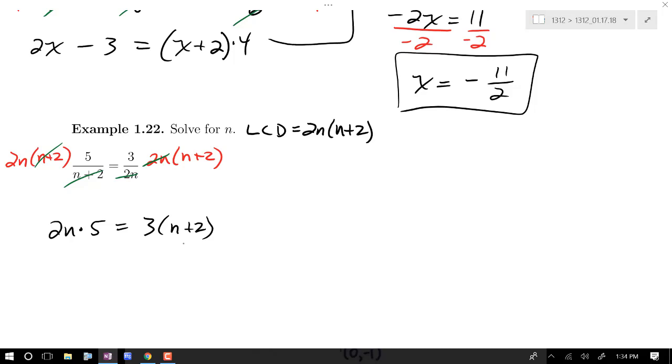So you could have started out simply by setting the cross products equal to each other. Like 3 times n plus 2 is the same as 2n times 5. That is exactly what we get here. The reason the whole cross product thing works is because it's what you get if you multiply both sides by the LCD.